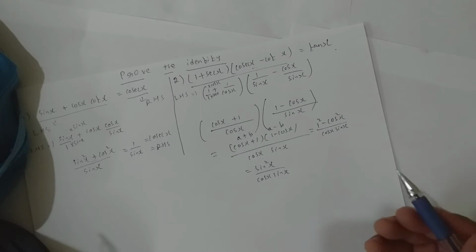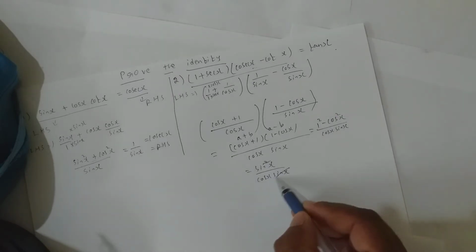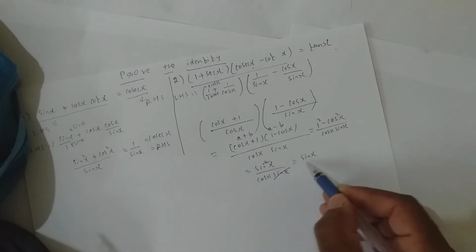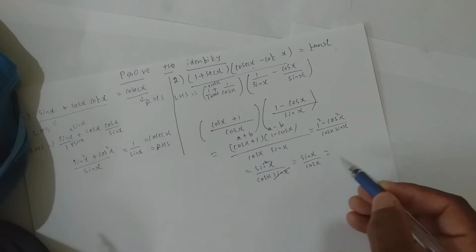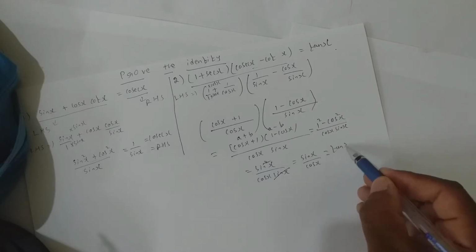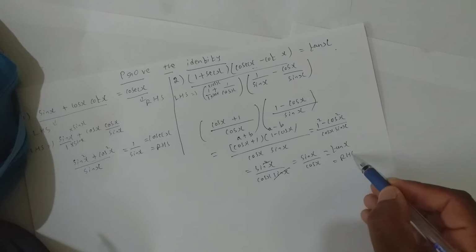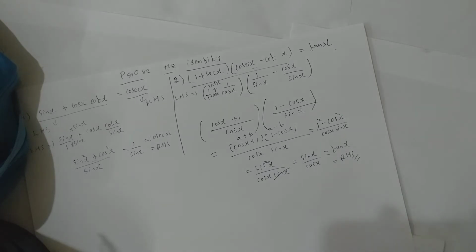Now if you observe what gets cancelled, the square and sin x get cancelled. So what is left out? Sin x by cos x, which is how much? Tan x, which is RHS. We have proved it. Am I clear?